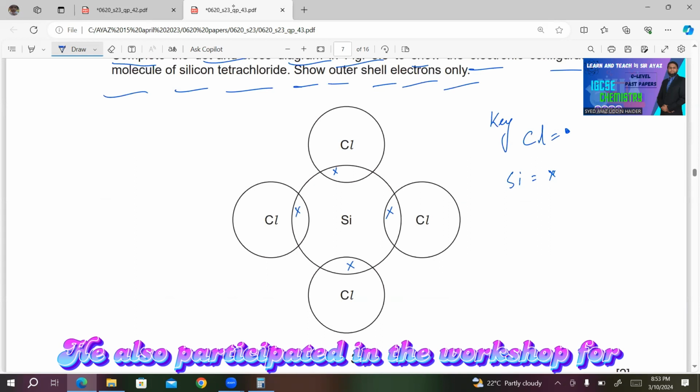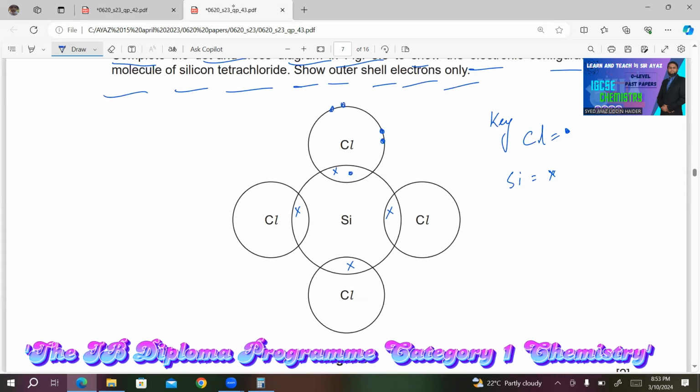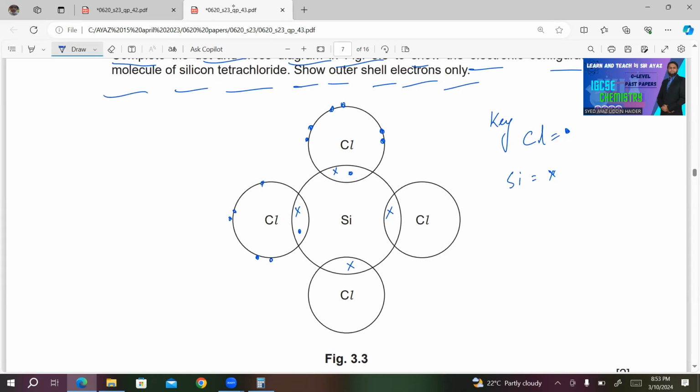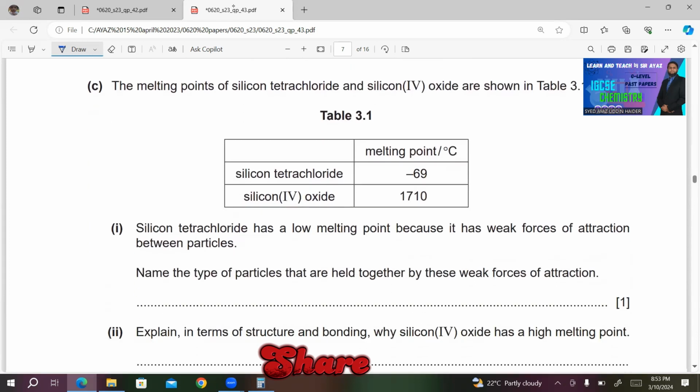What about chlorine? There are 7 electrons in their valence shell. 1 electron will be involved in sharing with silicon atom. 1, 2, 3, 4, 5, 6, 7. And the same for each of the other chlorine atoms. So this will be the final dot and cross diagram.